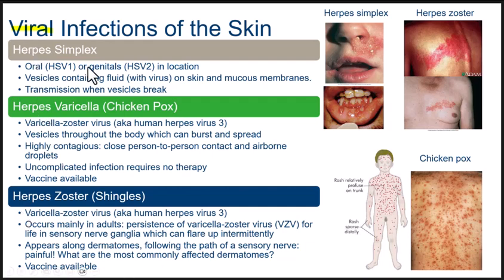The two main forms of herpes simplex are oral, HSV1, or genital, HSV2. And that, of course, pertains to the location that these viruses tend to inhabit. Vesicles form that contain fluid, and within this fluid is the virus. They'll form on skin and mucous membranes, and then if those vesicles break and the fluid and therefore the virus is released, that's how transmission to another person can occur.